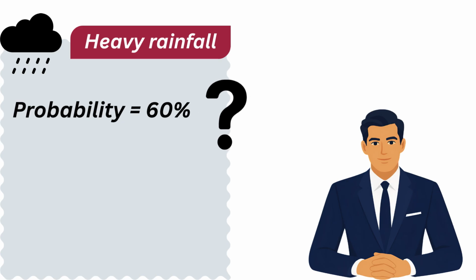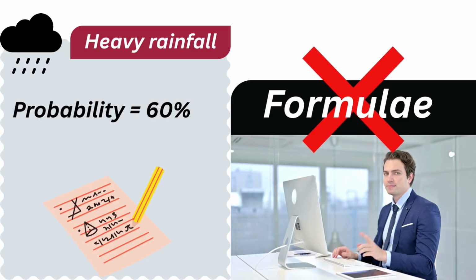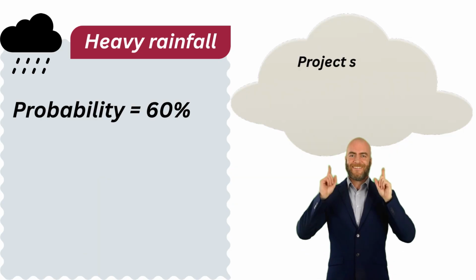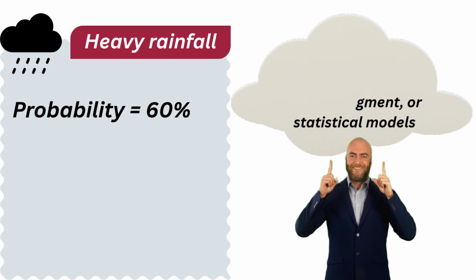Now, where does this 60% come from? Actually, there is no formula to estimate the probability of the risk happening. The project manager estimates based on the project scenario, historical evidence, expert judgment, or statistical models.